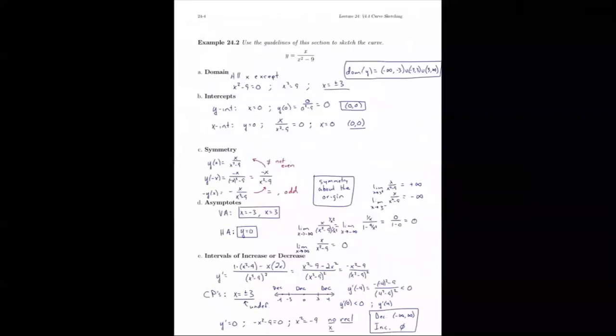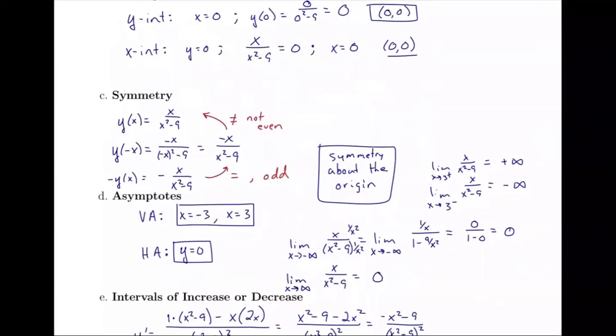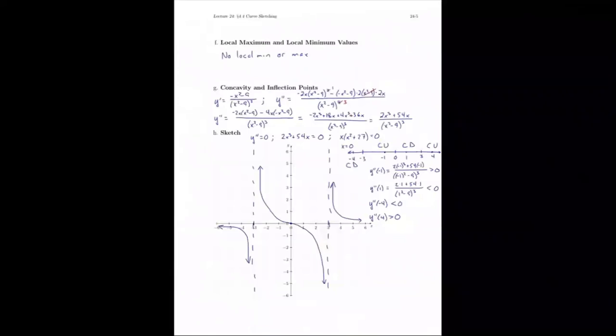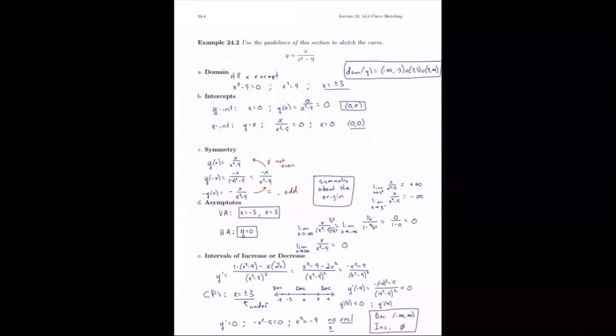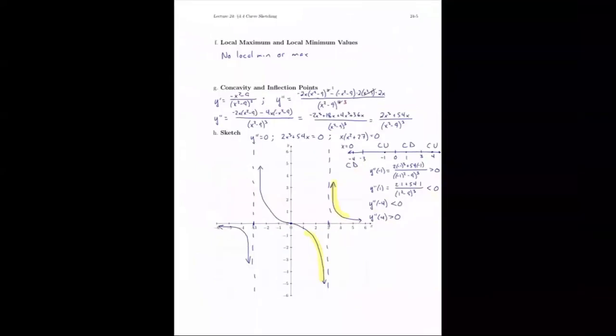Moreover, we did ourselves a favor back here. We determined the behavior as we approached positive 3 from either side, from the right and from the left. If we approach 3 from the right, we're trending towards positive infinity. If we approach from the left, we're trending towards negative infinity. What that tells me is the following. 3 from the left, we were negative. 3 from the right, we were positive. Is that what we have back here? Yep, exactly. 3 from the right, positive, 3 from the left, negative.